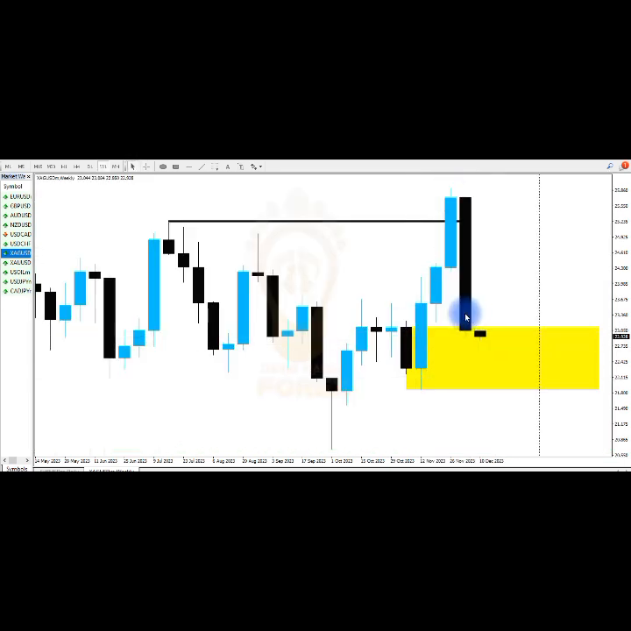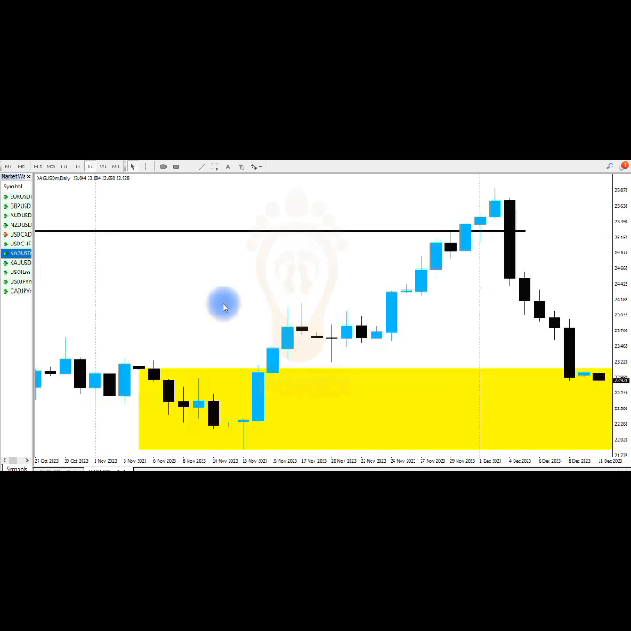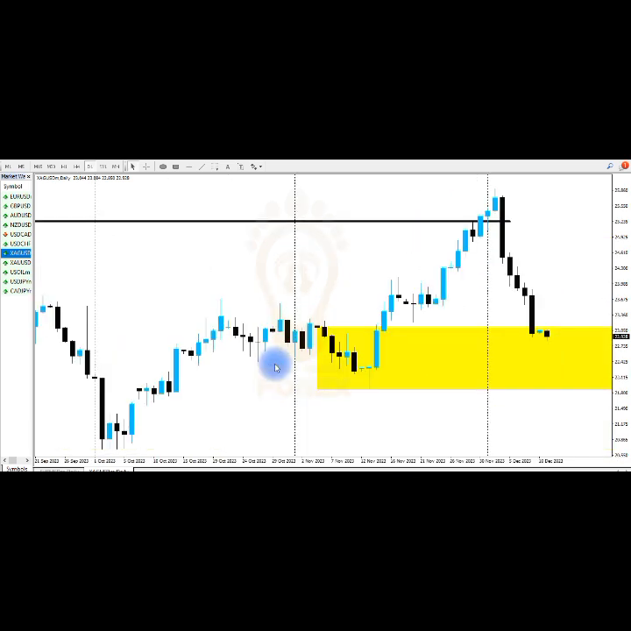Now that they are accumulating longs, we saw this rally took place. So it is just ideal to believe that this demand zone as shown by price and now backed up by COT data has been confirmed to be a real demand zone where the big institutions are clearly buying from. They are clearly buying from this. So the next thing to do is just to wait and see what's going to happen with price, for price to confirm the level.